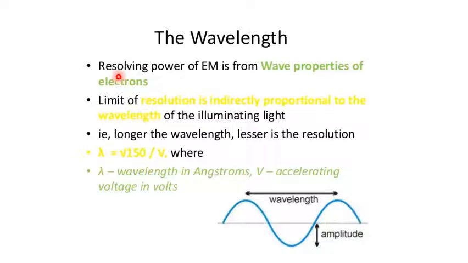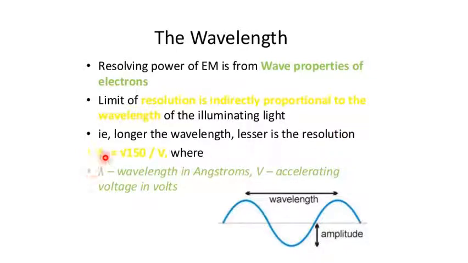The resolving power of the electron microscope comes from the wave properties of the electron. Resolving power means the detail of structure. The higher the resolving power, the more detail of the material structure it will show. So this resolving power depends on the wave properties of the electron. The limit of resolution is inversely proportional to the wavelength of the illuminating light. So when the wavelength of the illuminating light is greater, the resolution will be smaller.